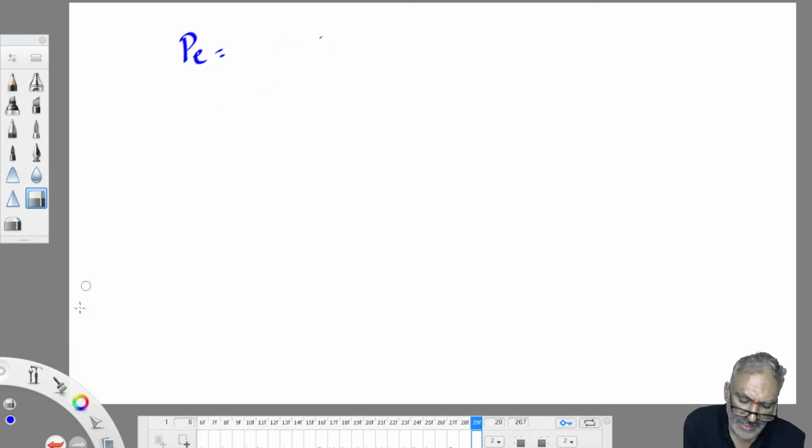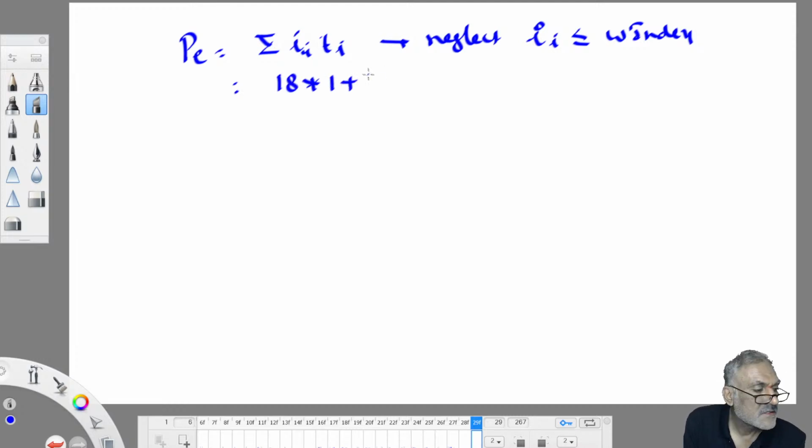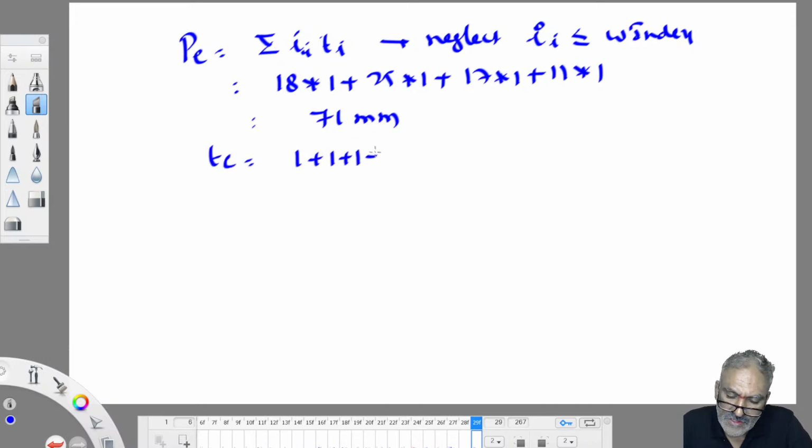Same sigma Ii into Ti only, but some I values we have to neglect. Neglect I values which are less than or equal to the W index. Then you have to work out: 18 into 1 plus 25 into 1 plus 17 into 1 plus 11 into 1. First 7, last 3 neglected because they are not greater than the W index. So if you neglect 7 and 3 it is 71 mm: 25, 18, 43, 17, 60, plus 11, 71. What is T? Only 4 values, 1 plus 1 plus 1 plus 1, 4 hours. Total storm is 0 to 6 hours. Understood? The storm has occurred for 6 hours, but runoff is there for only 4 hours.